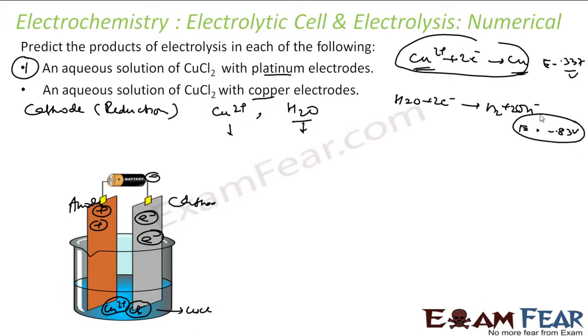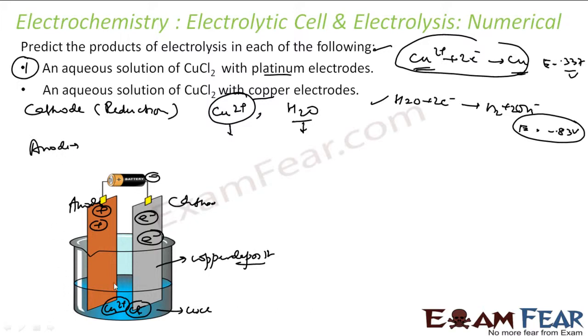That means water needs energy to get reduced, but copper ion itself will get reduced. It doesn't even need energy, right? So by default this will get priority, correct? Because one has a positive value, the other has a negative value. So the copper ion will reduce to become copper, and it will give energy. Water will reduce to hydrogen, but it will take energy, right? This is a non-spontaneous reaction, this is a spontaneous reaction, there is no question. By default this reaction will take precedence. So at the cathode, copper deposition will happen. This is for sure.